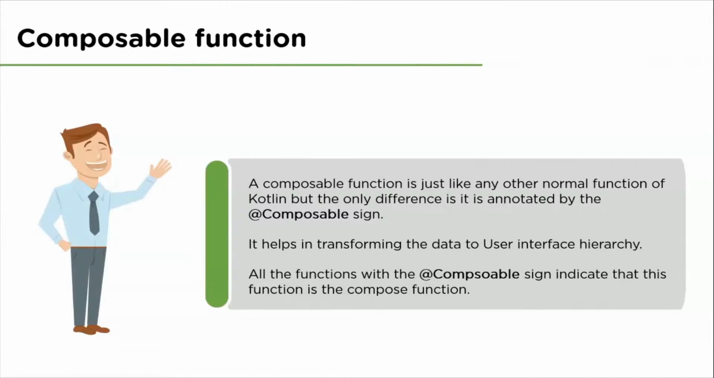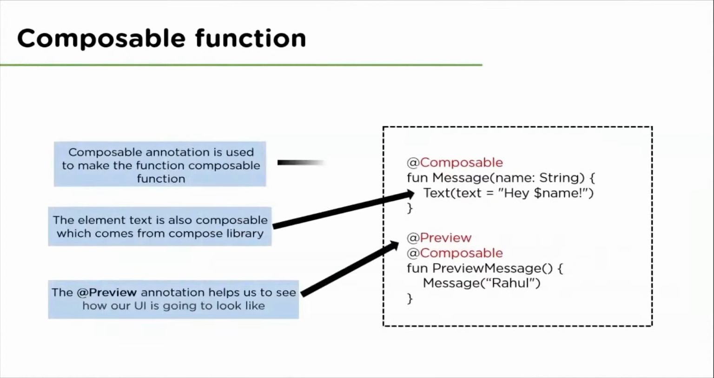As we can see in this example, the Composable annotation is used to make the function Message a composable function. The element Text is also a composable function which comes from the Compose library. With the Preview annotation, as we can see, we are able to see how our UI, that is user interface, is going to look. Previews are often written with the Composable annotation, and multiple previews can be added to the composable function having different parameters. Now, the output of this example would be Hello Rahul. So now moving on to the next topic, which is layout.